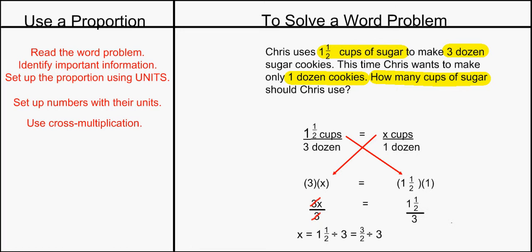So we change 1½ to its improper fraction form, 3/2, so we can divide it by 3. And we know that dividing by 3 could really be written as multiplying by its reciprocal, 1/3. 3/2 times 1/3 equals 3/6. 3/6, that could be reduced. Let's reduce it to 1/2. Just a ½ cup of sugar for a dozen cookies.